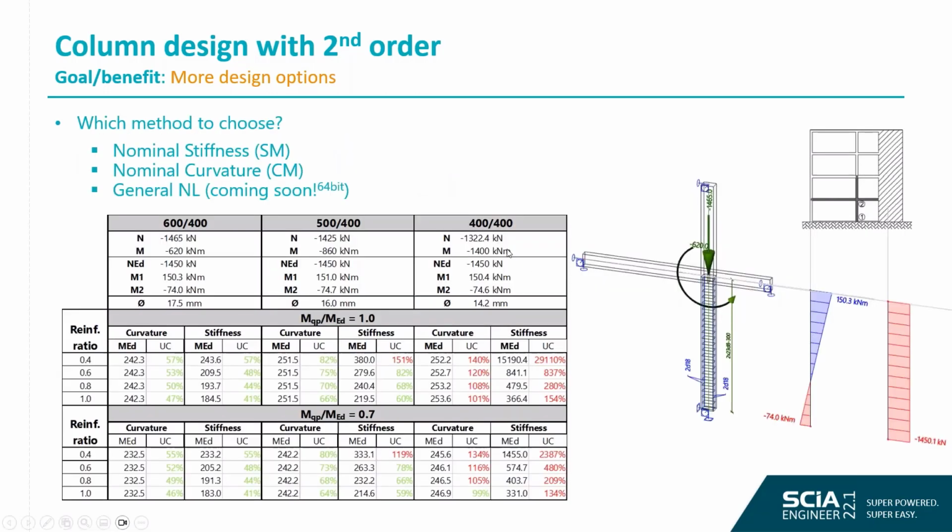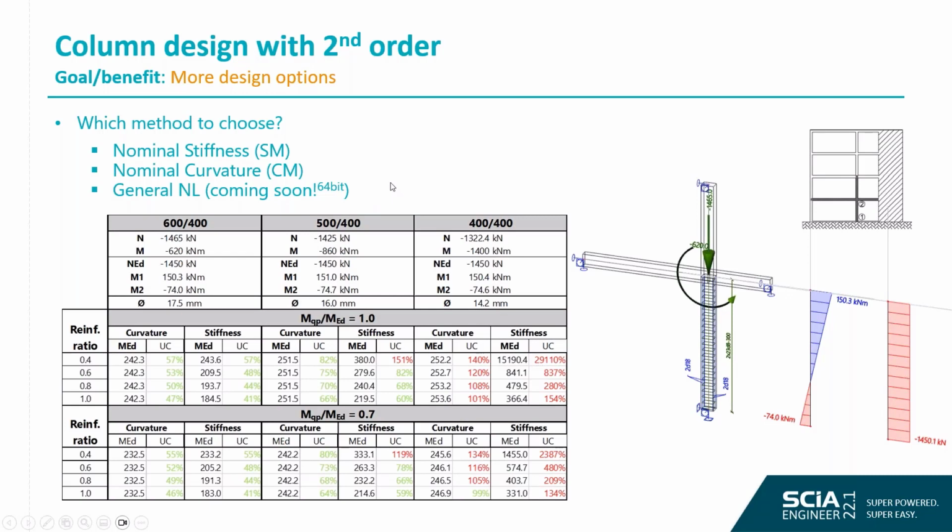Okay, and to provide you a viewpoint how it works in SCIA Engineer, I prepared a small example, but not just to demonstrate the functionality itself, but also to discuss a little bit which method you can or should choose, because actually we have 3 methods mentioned in Eurocode: nominal stiffness and nominal curvature as a simplified approach, and the general method, which is based actually on the full nonlinear analysis, material as well as geometrical.